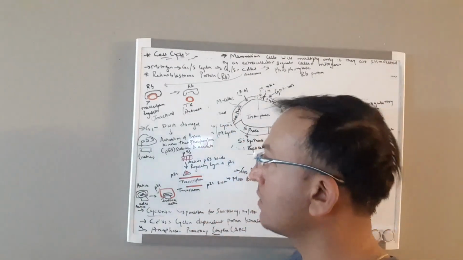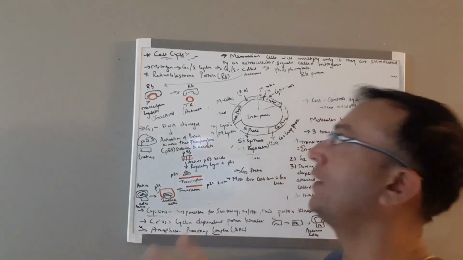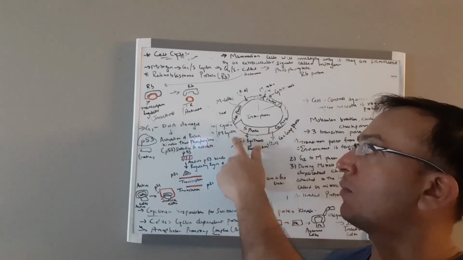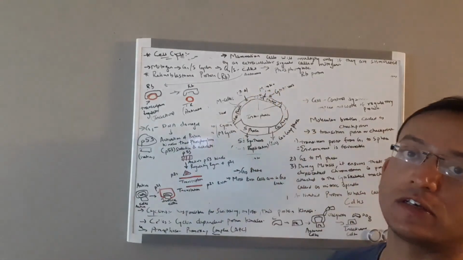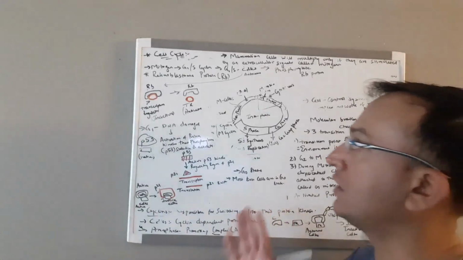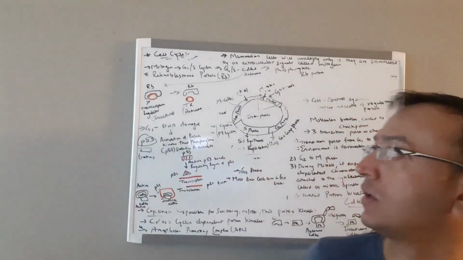So this is maybe the first half of the topic. We discussed from G1, right? Next we'll discuss S phase, and then we'll discuss the M phase, that is our mitosis, right? So I think that is enough for right now.